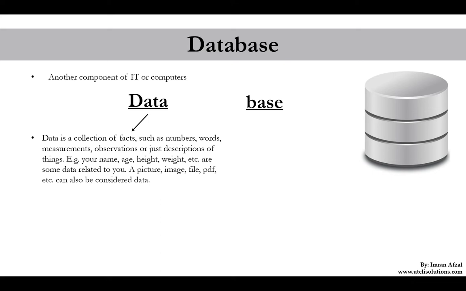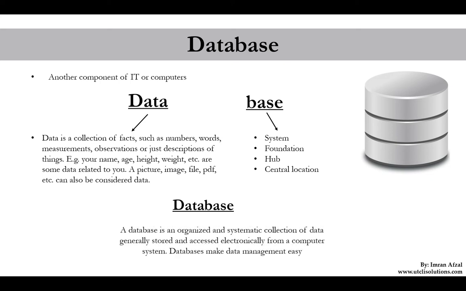So now, what is the base? Base is something like a system, a foundation, or a hub, or a central location where all the data come together. So now, let's look at the database definition. A database is an organized and systematic collection of data, generally stored and accessed electronically from a computer system. Databases make data management a lot easier.